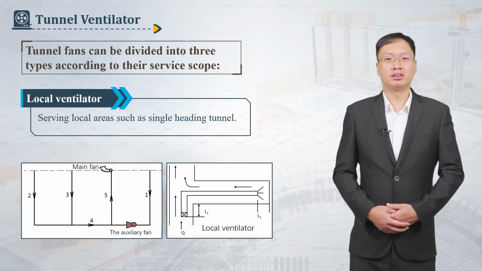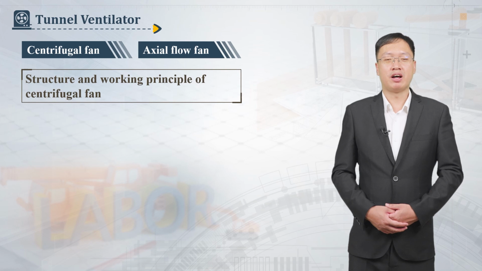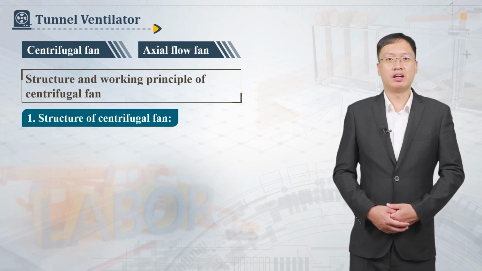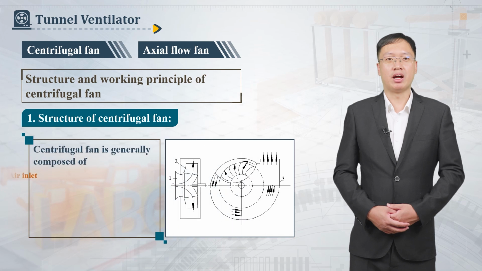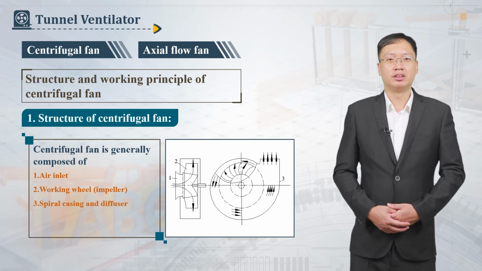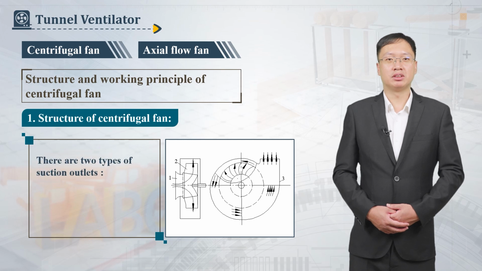According to the structure and the working principle, fans can be divided into centrifugal fans and axial fans. Structure of centrifugal fan. Centrifugal fan is generally composed of air inlet, working wheel, impeller, spiral casing, and diffuser. Some models of fans have a front guide in the air inlet. There are 2 types of suction outlets, single suction and double suction.